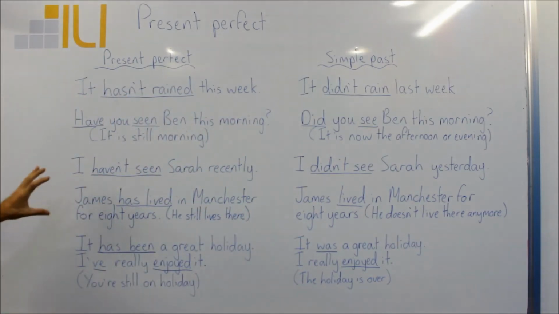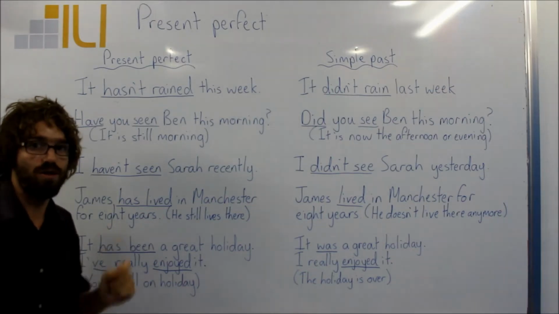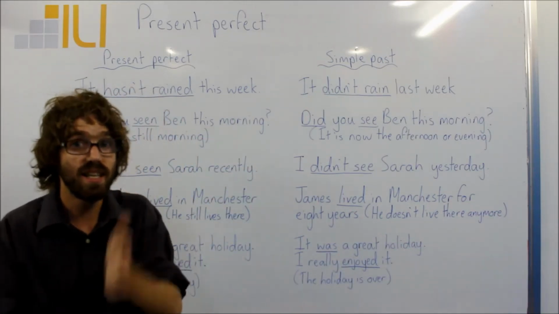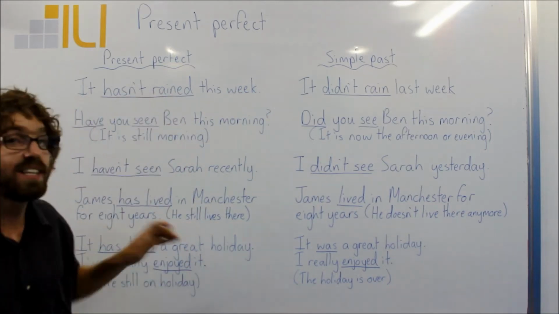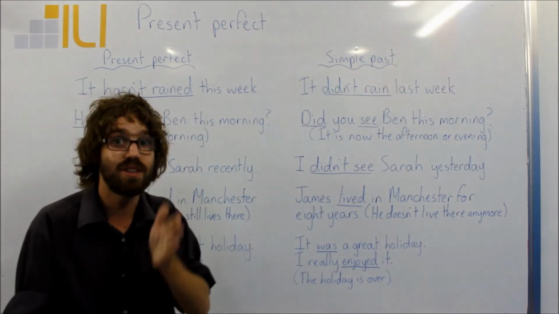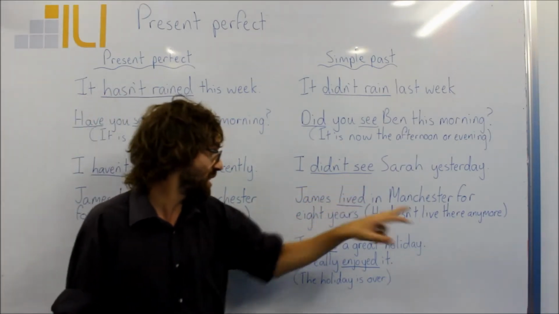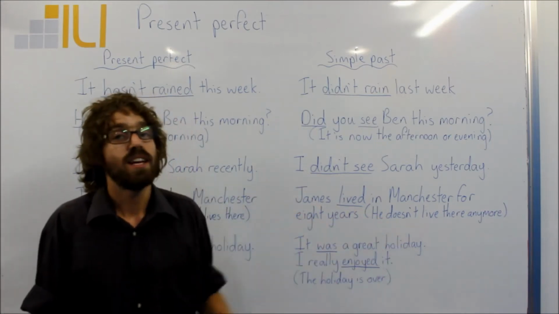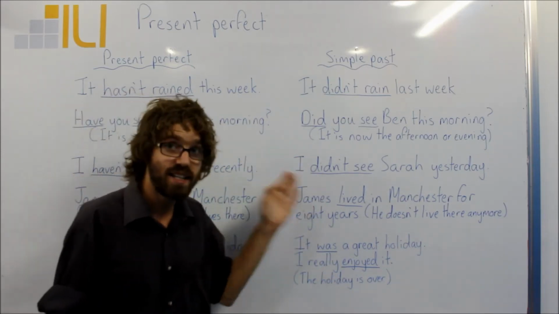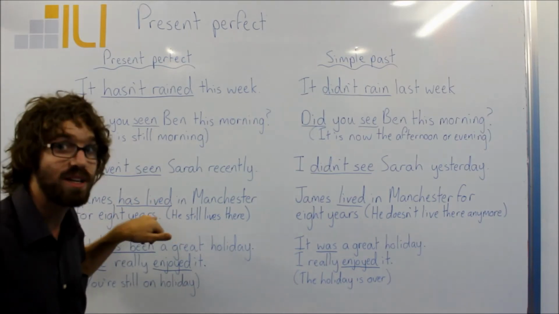Another one. Okay, this one's important. James has lived in Manchester for 8 years. Alright, so this is saying from 8 years ago until now, James has lived in Manchester, and he still lives there. In this example, James lived in Manchester for 8 years. He doesn't live there anymore. He left. So, him living in Manchester for 8 years has finished. It's over, so it's in the past. This one is still happening today.